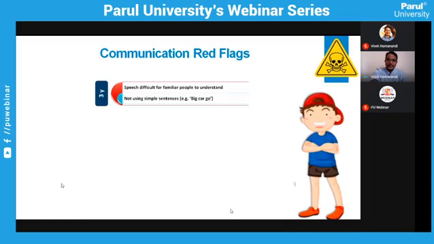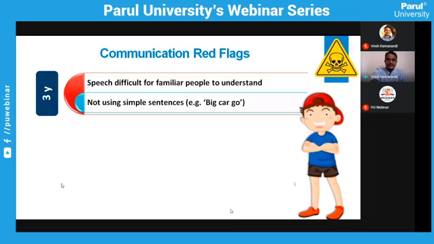At 3 years, the speech is difficult for familiar people to understand. Now, for a 3-year-old child when he or she is talking, an unfamiliar person who is coming for the first time or is rarely in contact with the child may not easily understand what the child is saying or wants to convey. But if a familiar person cannot understand, then definitely it is a red flag.